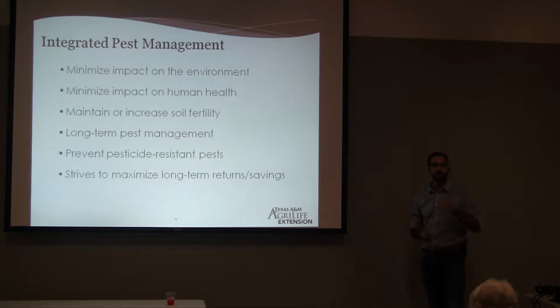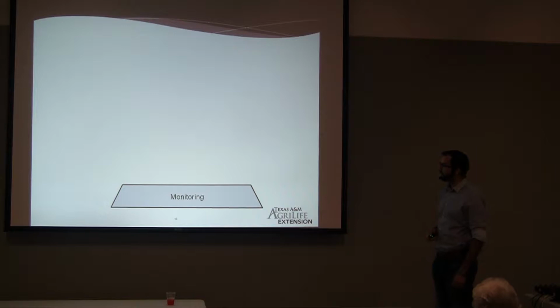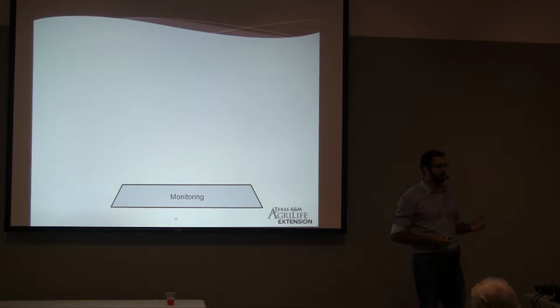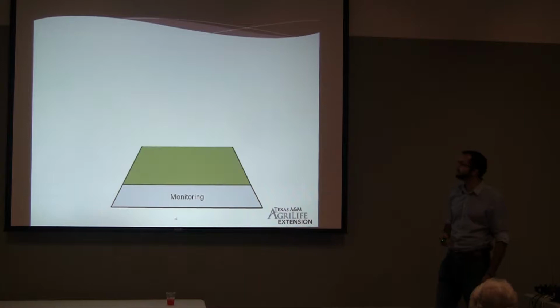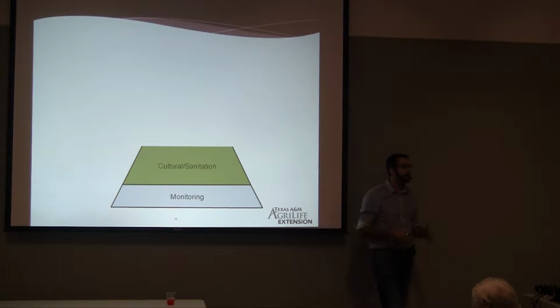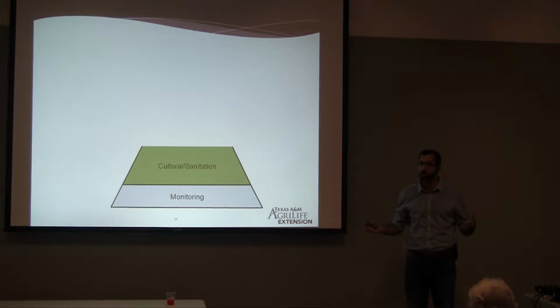So there's a little bit of a pyramid. The most critical component is starting off with monitoring, knowing which one's a pest, which one's a bad insect, and which one's a good insect, and scouting on a regular basis to know what's actually on your crop. Next part of the pyramid, cultural and sanitation. That might include things like picking naturally resistant varieties, making sure you're not planting just a monoculture. It might also be other practices that we'll get into in a little while as well.